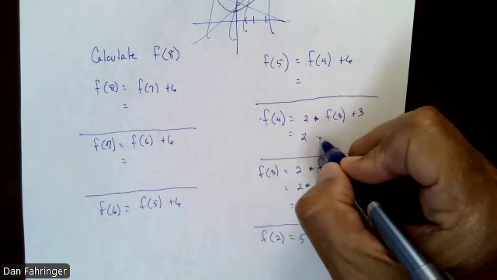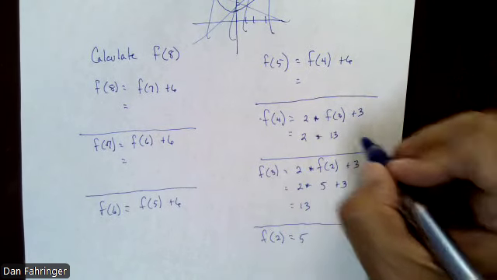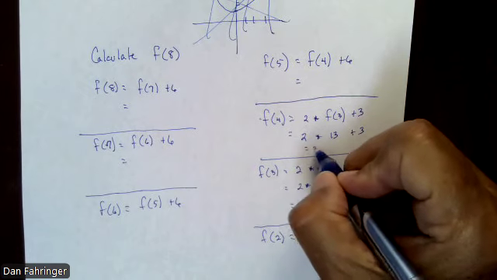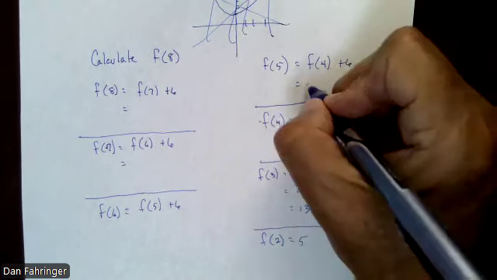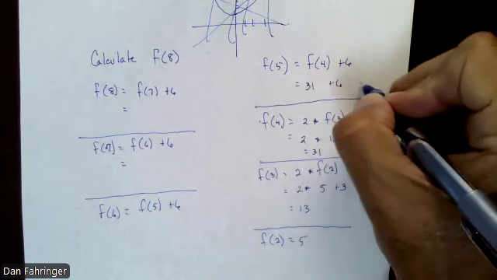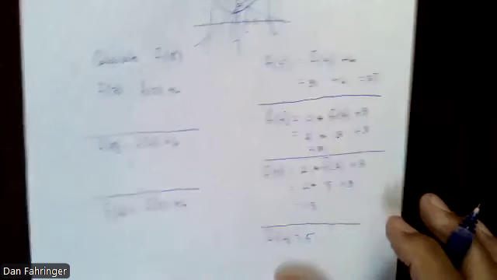2 times 13 plus 3 is 29... no, 2 times 13 plus 3 is 31. Now I know what f of 4 is. 31 plus 6 is 37.